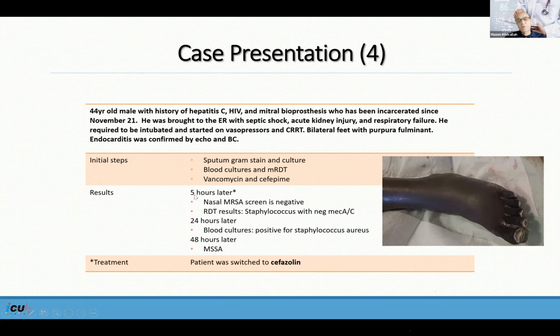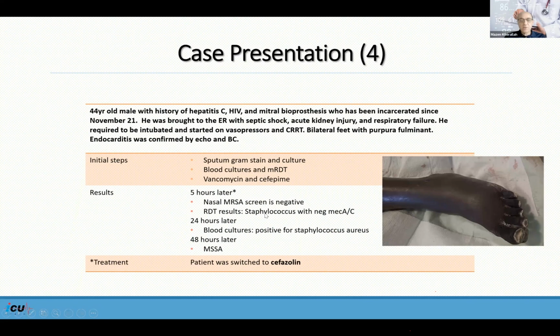Now, in 5 hours, we got the nasal MRSA screen, which is negative. And if we're suspecting endocarditis, we should not act on this. We act on this only if we're suspecting pneumonia. But the rapid test on the blood turned out to be positive for Staphylococcus, and we had a negative mecA. So it is not methicillin resistance. In other words, we can de-escalate the vancomycin into cefazolin.